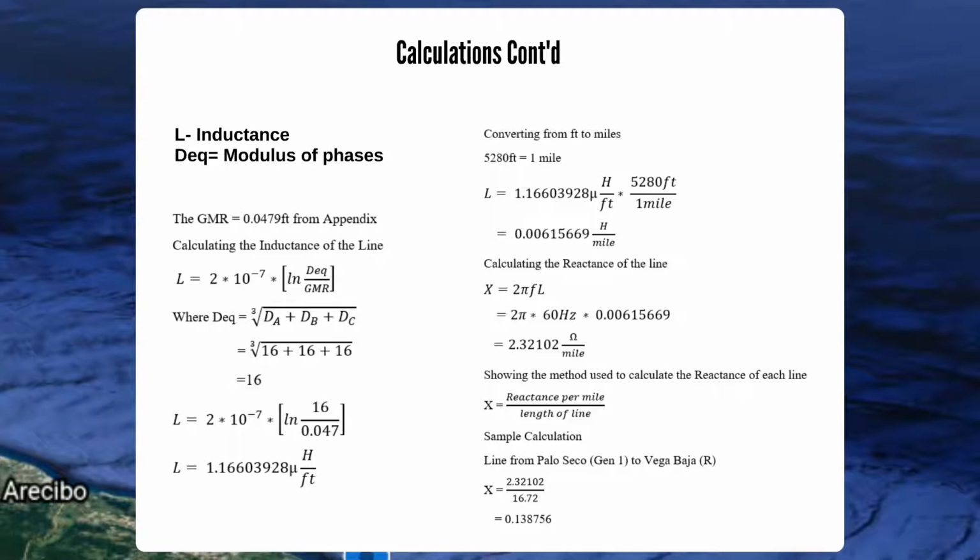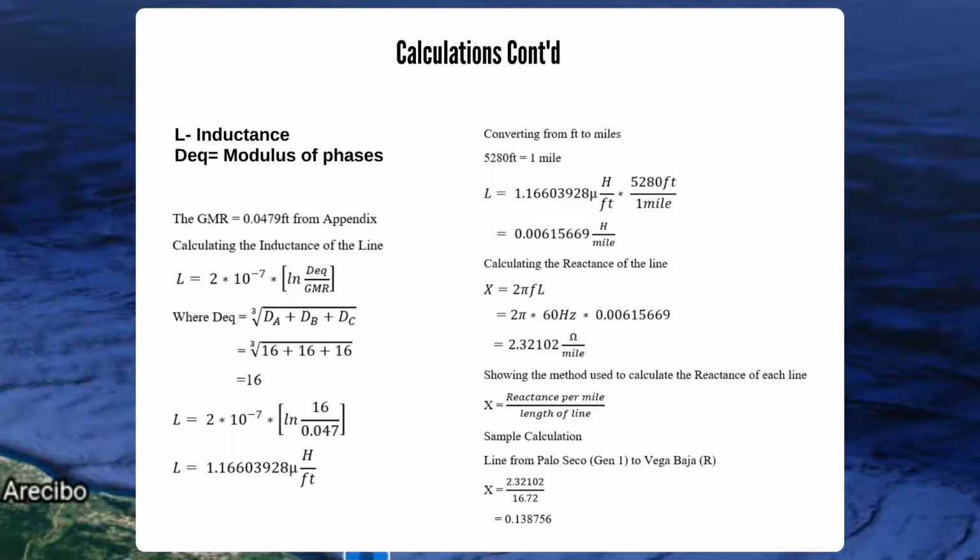But if it was asymmetrical, meaning to say dA was, for instance, 12, you know that the equivalent will be different. And the GMR was taken from the appendix of the book, and that was 0.0479. So when these values were calculated, the inductance was found to be 1.1660392 micro Henry per feet.